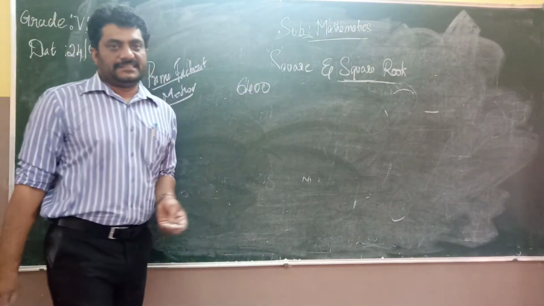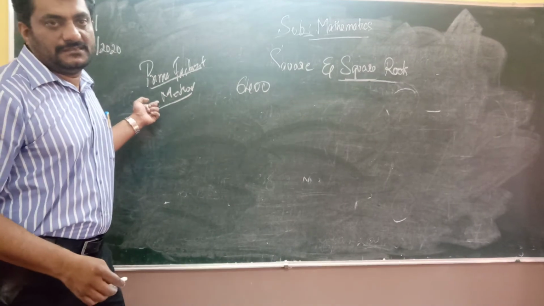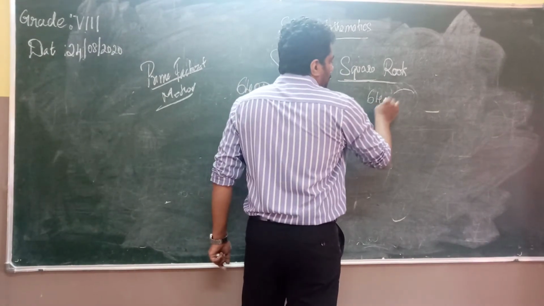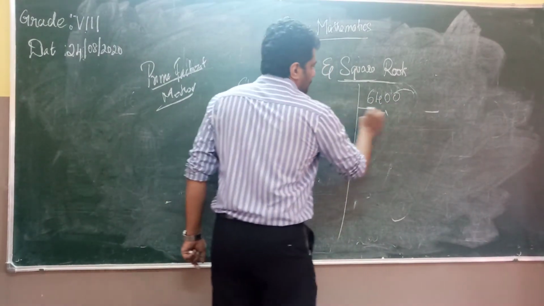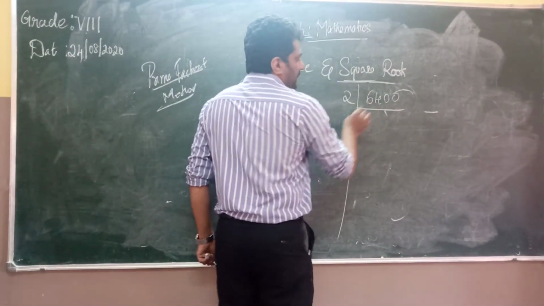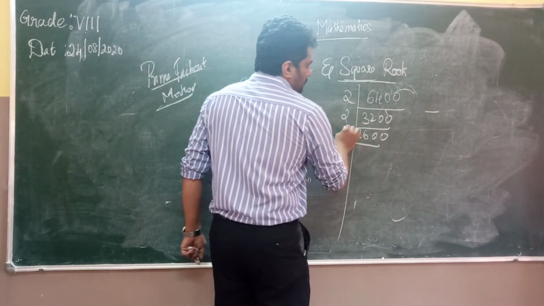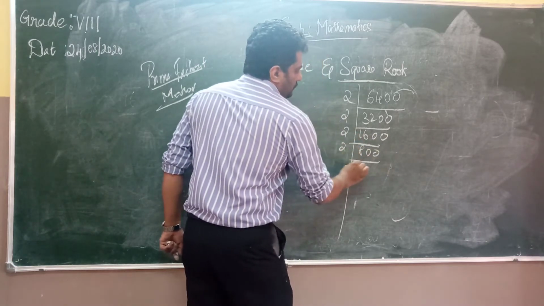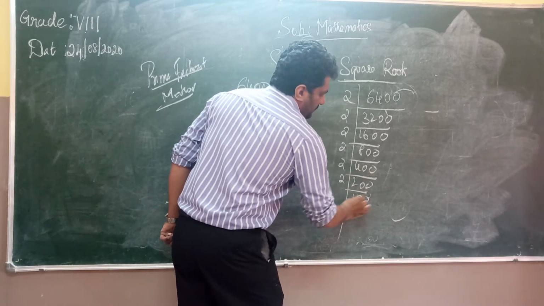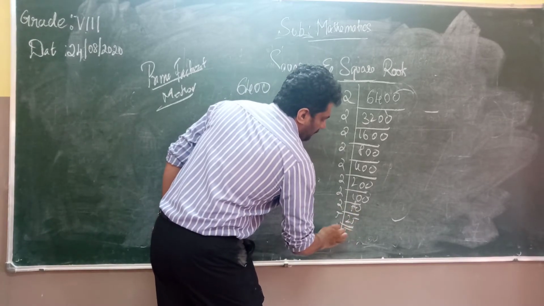Now the prime factorization method. You know what prime factorization is, right? You are factorizing the number using prime numbers. Take 6400. We should always start with 2, since it's an even number. 6400 divided by 2 is 3200, then 1600, 800, 400, 200, 100, 50, 25, then 5, 5, and 1.